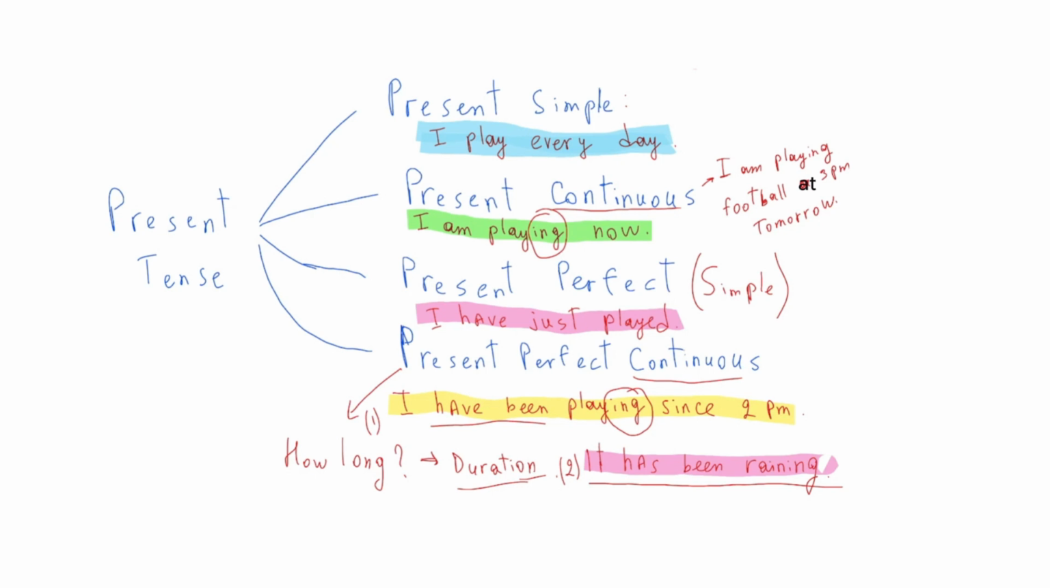Present perfect, if I want to make a question, I need to put have before I, like, have I just played, or have you just played, etc. Present perfect continuous also, if I want to make negative, I haven't been playing since 2 p.m., or if I want to make a question of it, then I should put have before I, the subject. So have I been playing since 2 p.m. or have you been playing since 2 p.m.